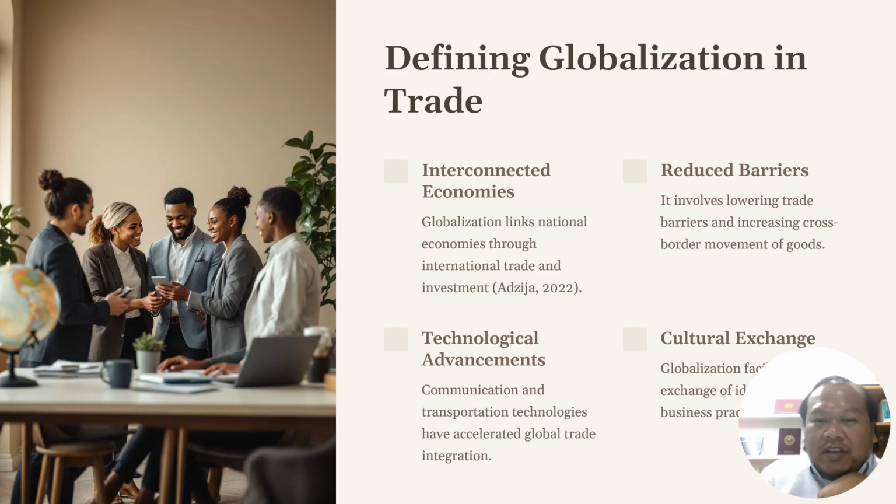Okay, so number one, interconnected economies. Globalization links national economies through international trade and investment. I wouldn't say that we are at the height of globalization yet, because I think we still have a lot to explore. But eventually, we are already maximizing the ideology of globalization because we have linked our economies through international trade.